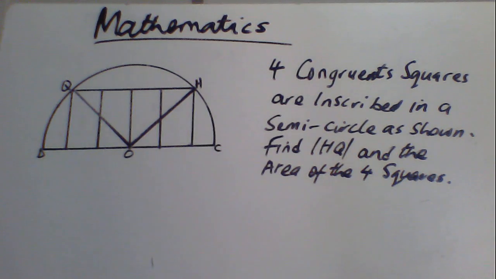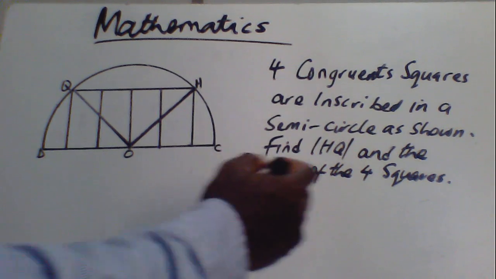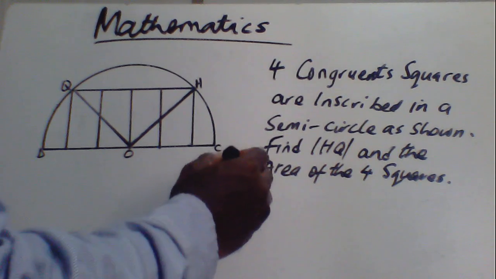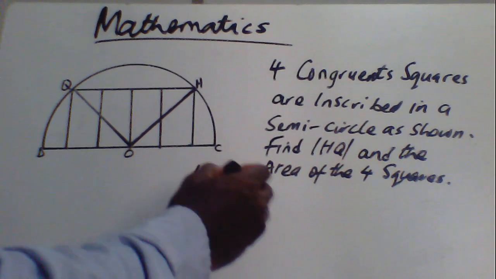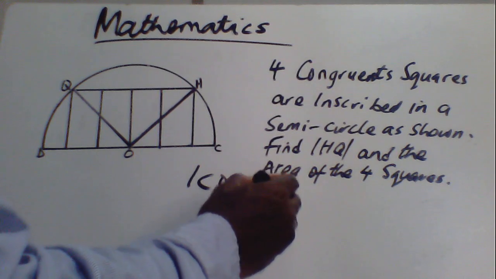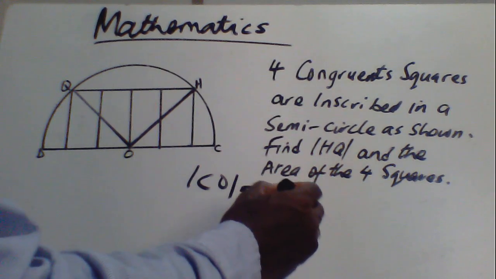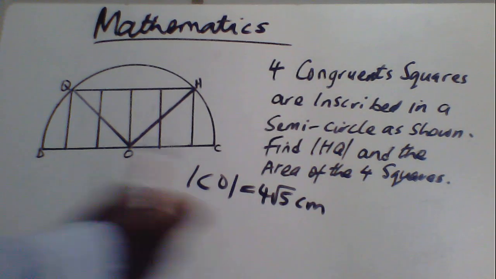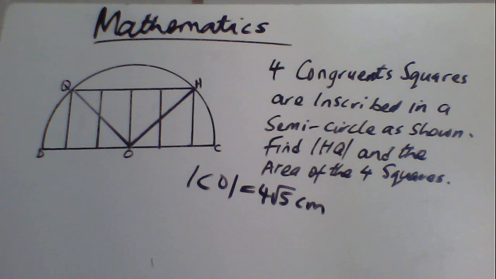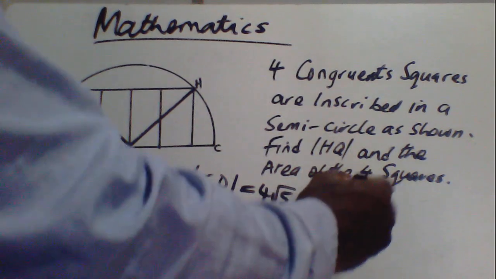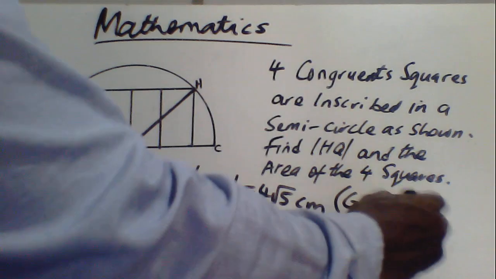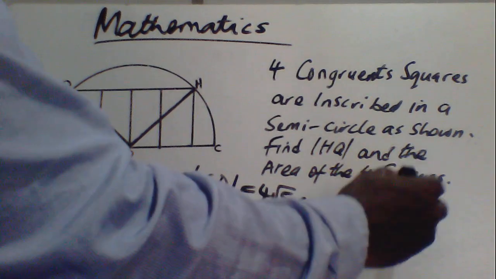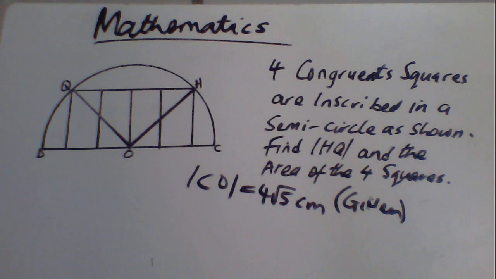CH, we didn't write it CH in this case. CO was given to be 4 root 5 cm. So this was given as well, 4 root 5 cm. So you are required to find what? The length HQ and the area of the four squares.